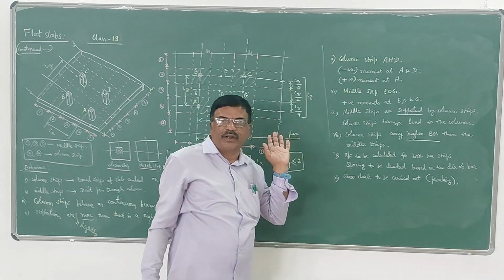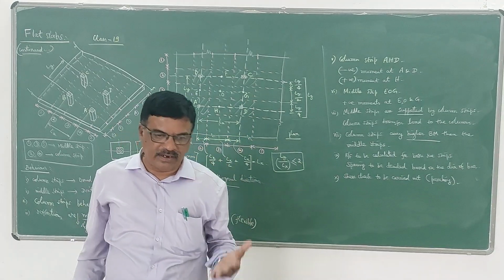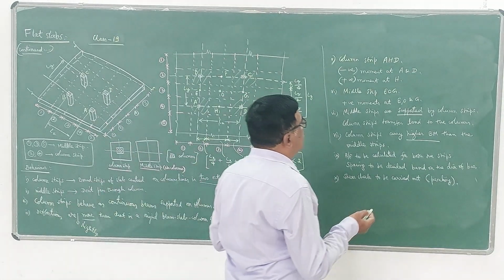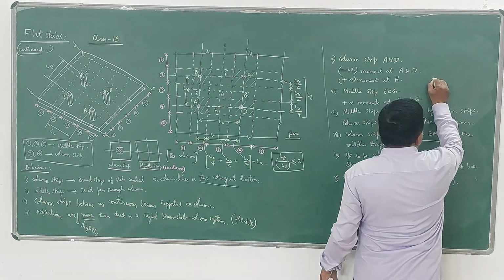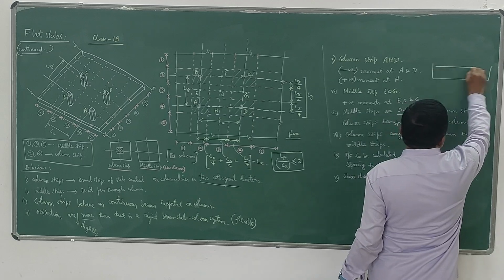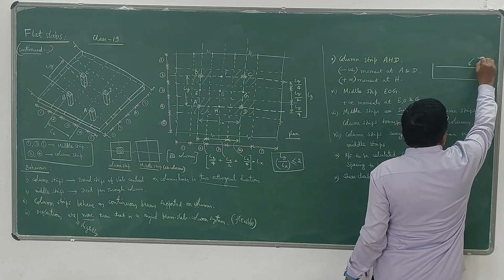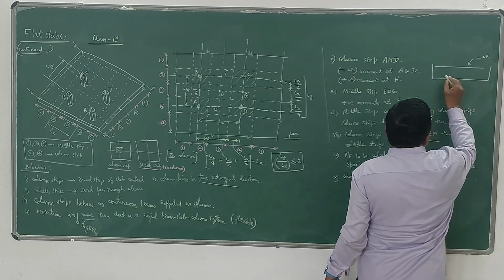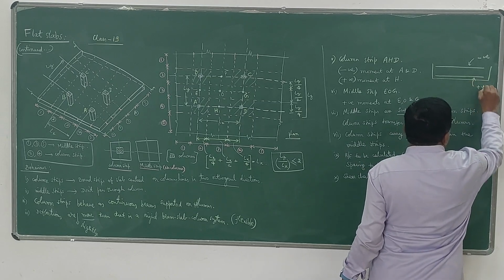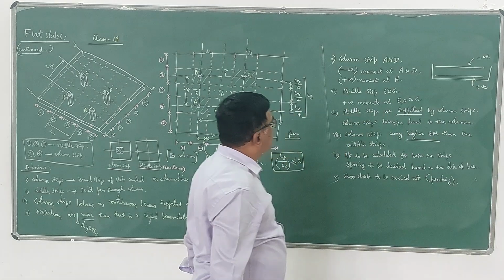So this is important when you are going to design the reinforcement, because in the case of a slab, negative reinforcements are provided at the top, whereas positive reinforcements are provided at the bottom. That you know in the basic RCC design.